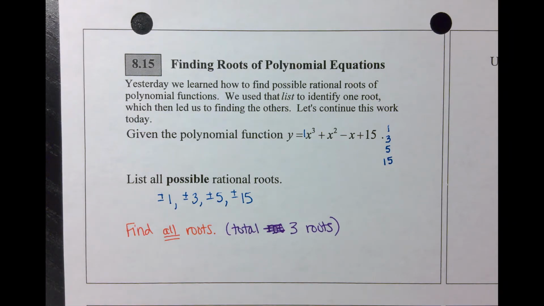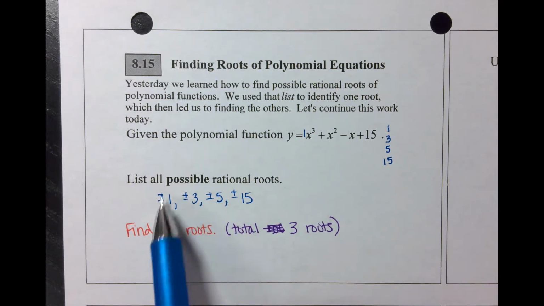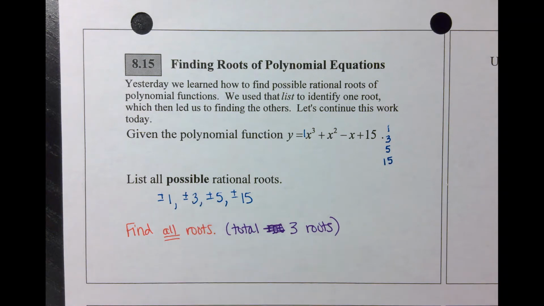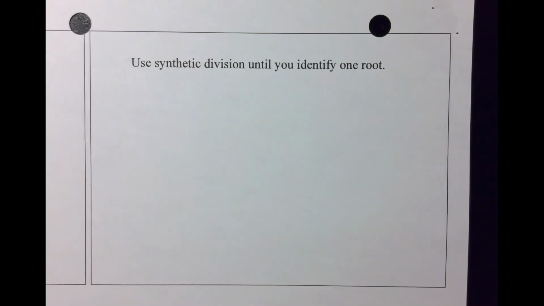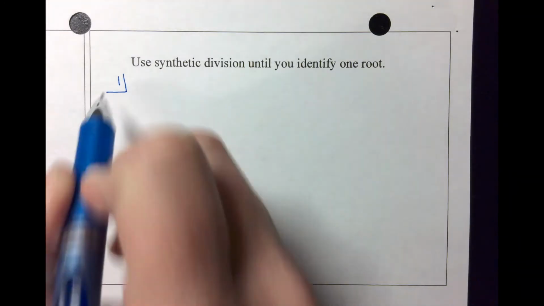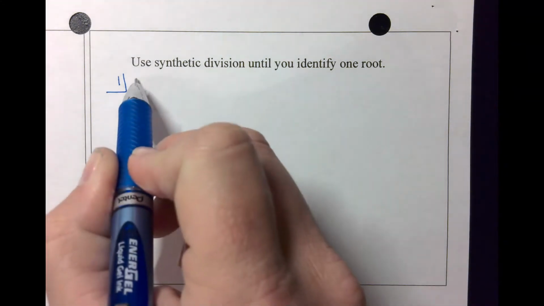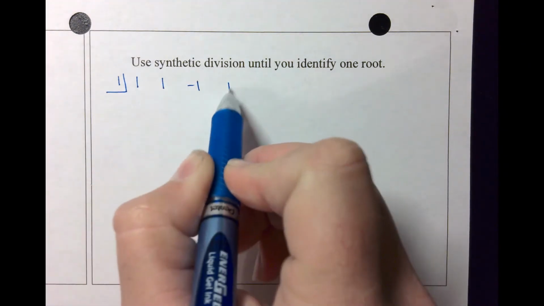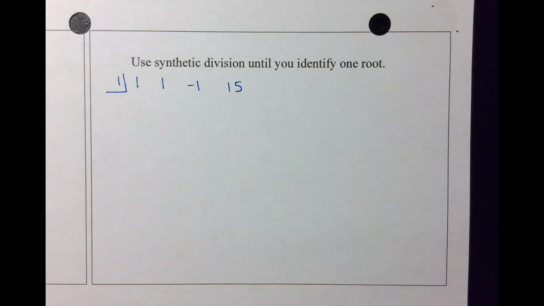All right, so when we go to our next slide, it's going to say use synthetic division until you identify one root. All right, well, I think I'd rather start small, starting with the 1s and the 3s. So again, we're going to use that list, and I'm just going to go in order maybe. I'm going to start with the 1 and see if that works. So I have a 1, a 1, a negative 1, and a positive 15. Those are my coefficients of the terms in my polynomial.